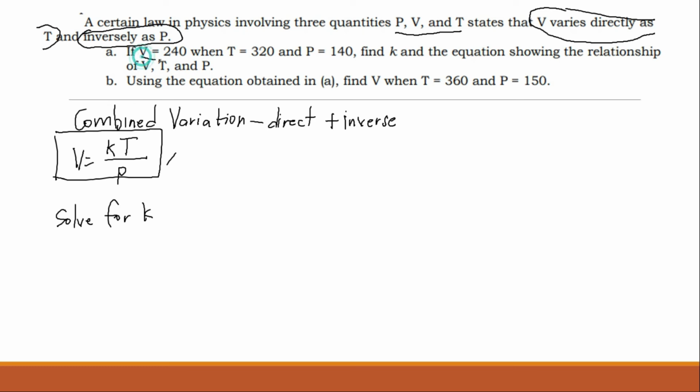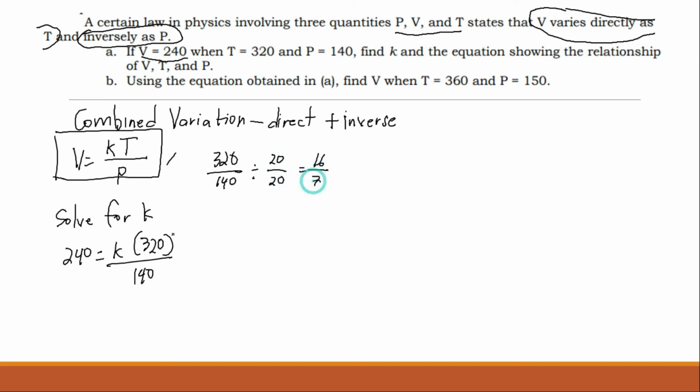Ang sabi, if V is equal to 240, 240 equals K times T, which is 320 over 140. So class, kailangan nyo munang i-simplify to. What is 320 over 140 as simplified form? 320 divided by 140, kailangan nyo yung i-divide both by their GCF or yung greatest common factor nilang dalawa. So, ang pinaka-factor nila will be 20. So, divide natin, it will become 16 over 7. So, K times 16 over 7 equals 240.